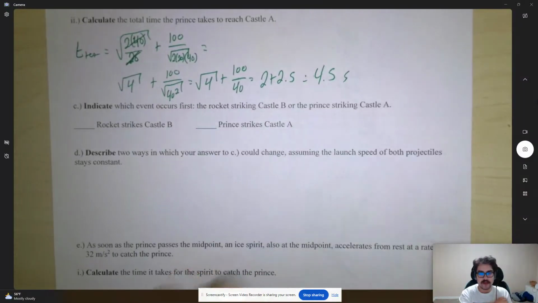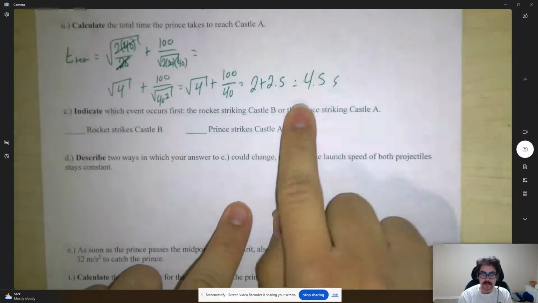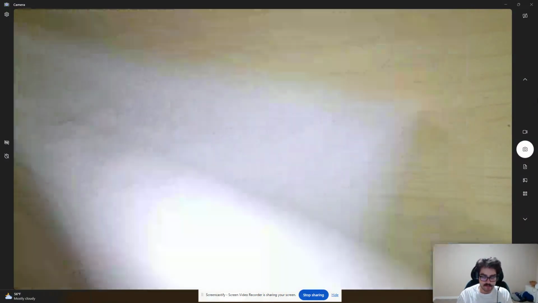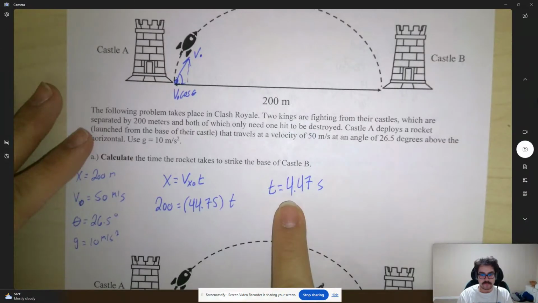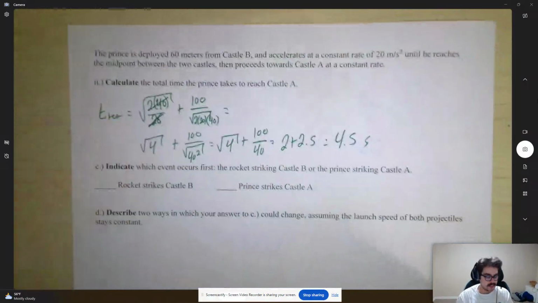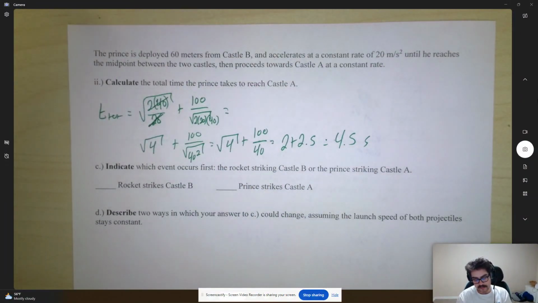What happens first? Does the rocket hit castle B, or does the prince strike the castle? Well, the prince strikes the castle at 4.5 seconds. The rocket hits at 4.47. So the rocket just barely wins this.